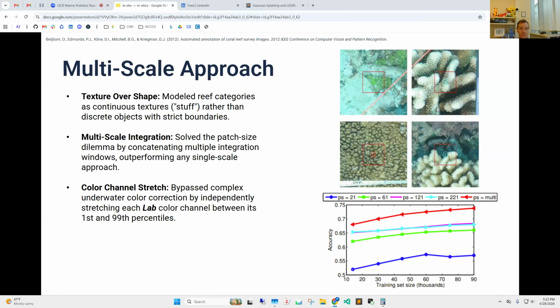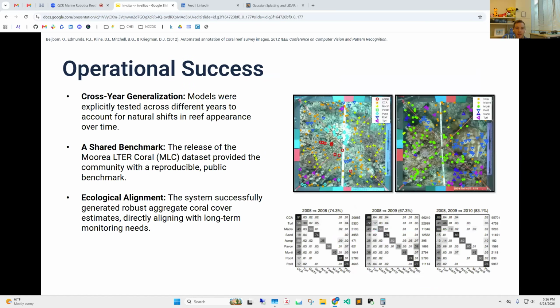And they also introduced this idea of using lab color space for their images. So instead of working with other underwater color correction techniques, they used this, which helped prove how reliable it was at looking at images across years.